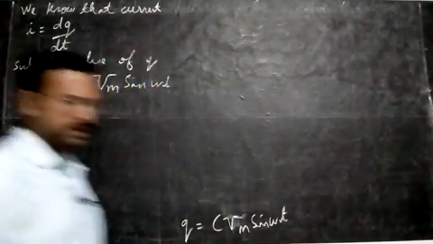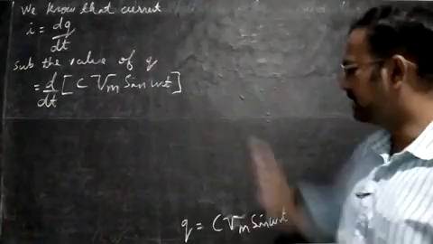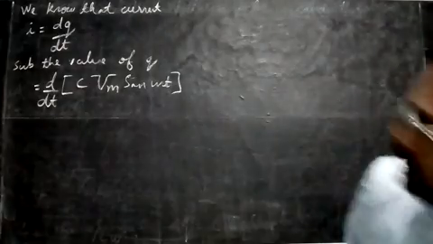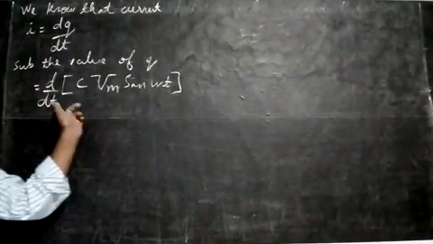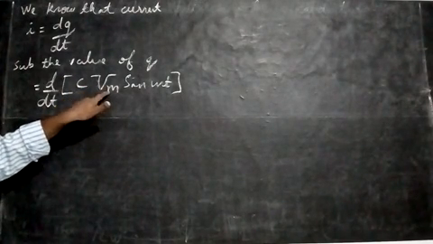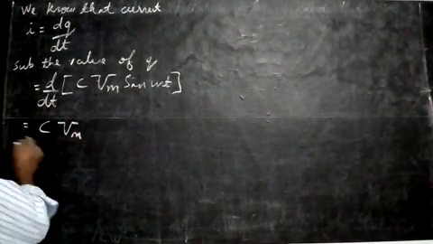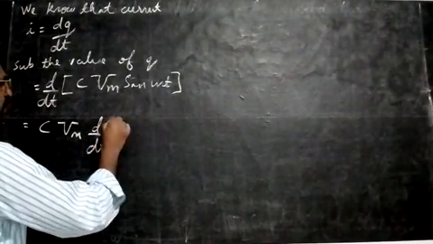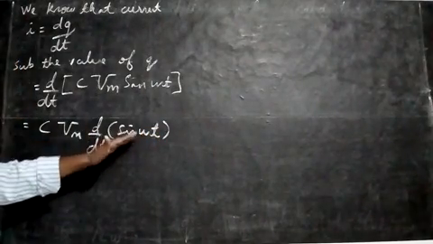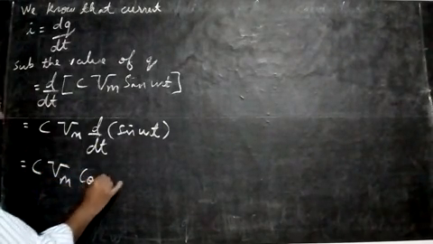Now we must differentiate this. While differentiating, we must take out the constants. C is a constant, capacitance is a constant, and the maximum value of voltage is a constant, so take them out. So we get C into the maximum voltage Vm, into d by dt of sine omega t. Now when you differentiate sine theta, you get cos theta. So we get C into Vm into cos omega t.